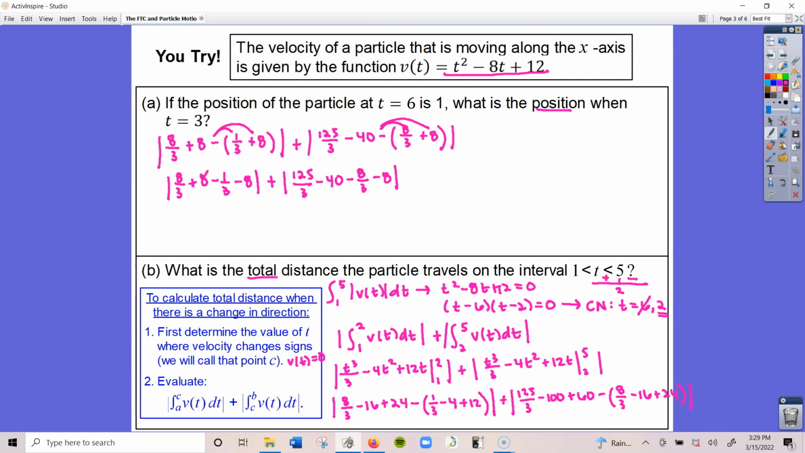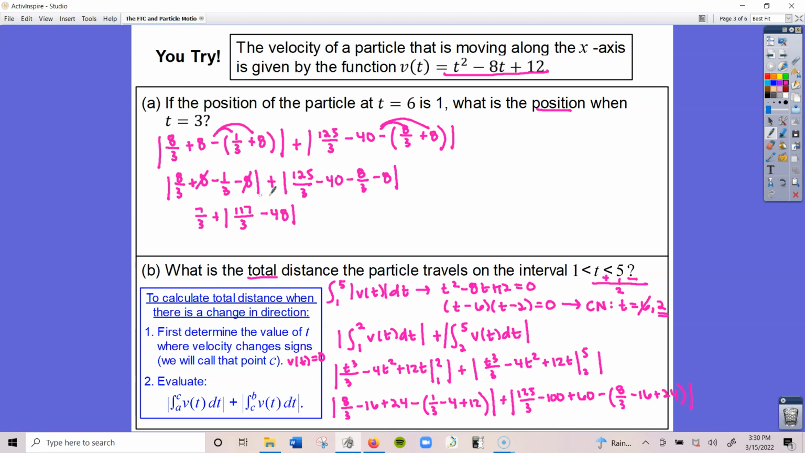This 8 and this 8 will cancel. So 8 over 3 minus 1/3 is 7 over 3. It's already positive, so I can remove the absolute value bars. Plus 125 over 3 minus 8 over 3 is 117 over 3. And negative 40 minus 8 is negative 48.